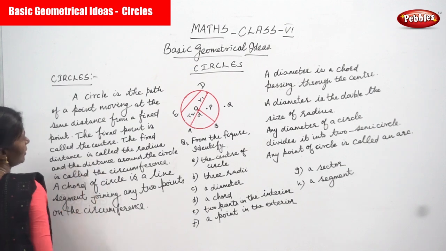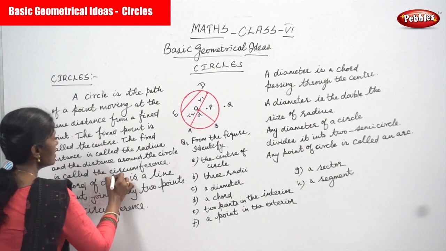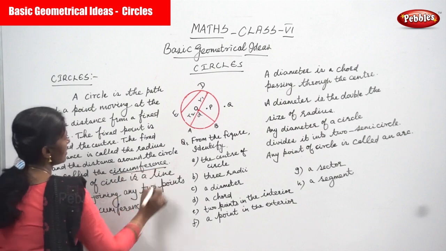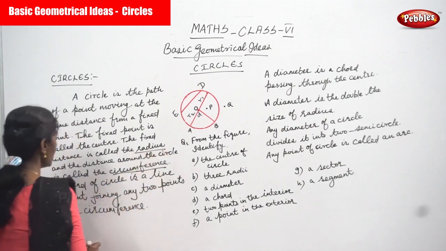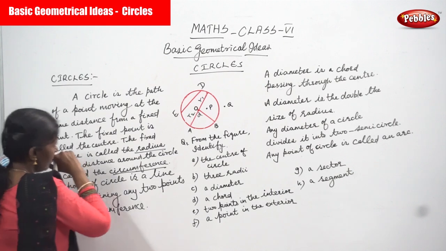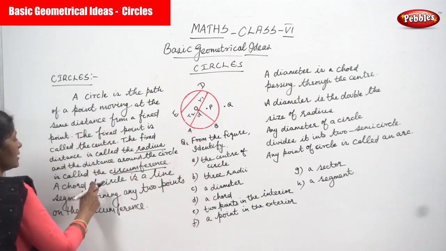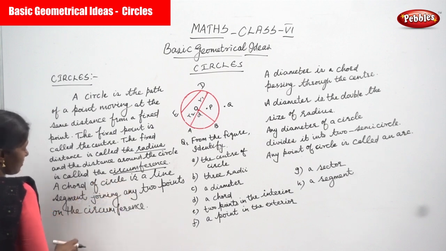The fixed distance is called the radius, and the distance around the circle we can call the circumference. What is this? Circumference. This is the radius. So these are very important words in the circle. The fixed point is called the center.